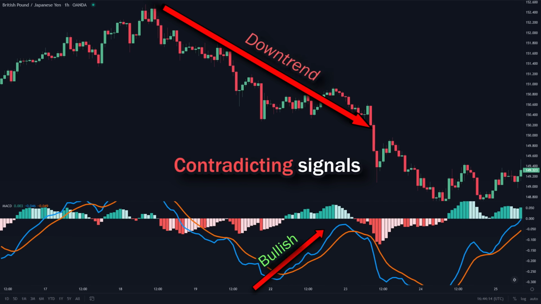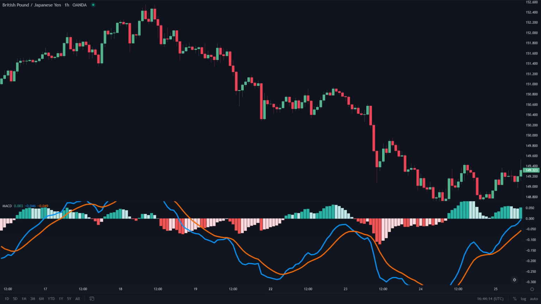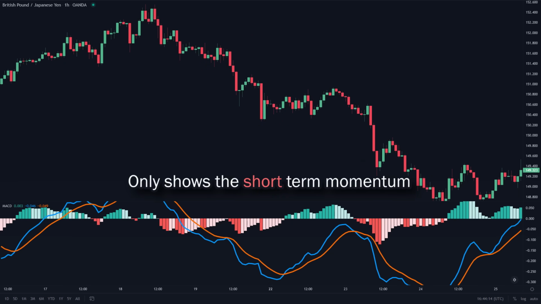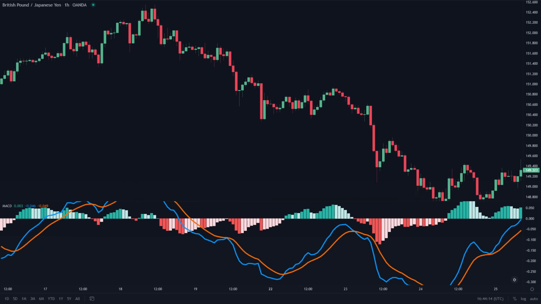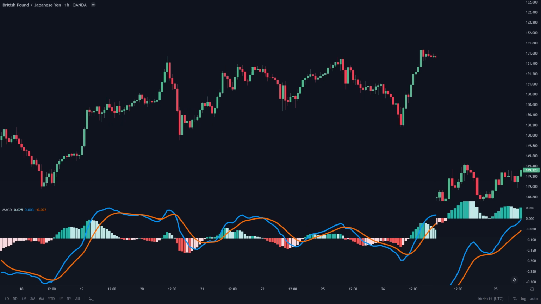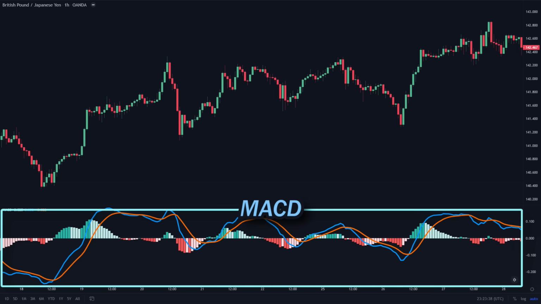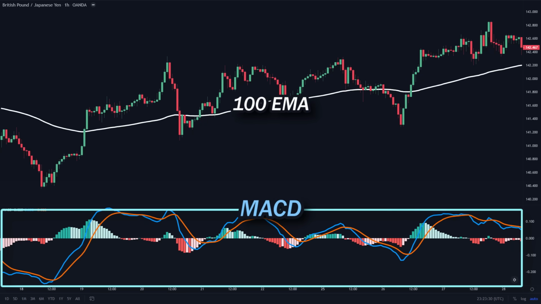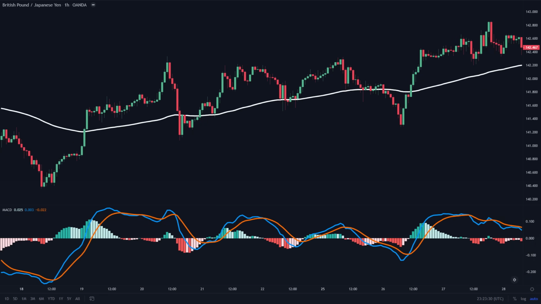This is exactly why you shouldn't use the MACD by itself, because what the MACD is showing us is only the short-term momentum. And as traders, we also need to take the long-term trend into consideration, because we never want to trade against a trend. And so, a simple but high win rate strategy that I recommend for beginners is combining the MACD with a long-term trend indicator like the 100 EMA. This way, we can safely trade the MACD while making sure that we're staying within the same direction of the long-term trend.